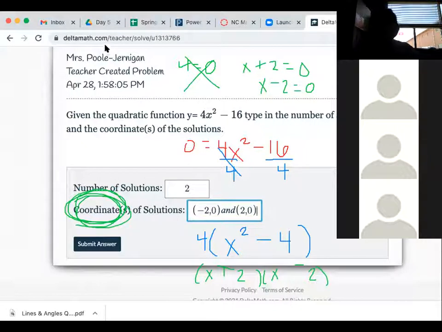Does that make sense? Do we have any other questions on factoring? Like any other specific questions? If you just need help with it, tutoring is today and tomorrow.